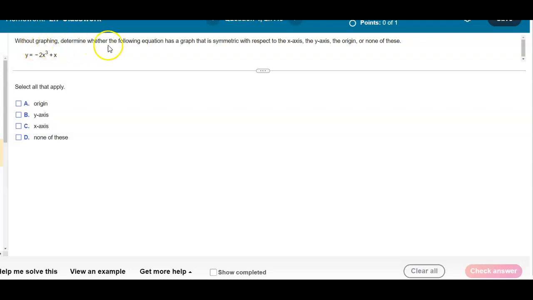Without graphing, determine whether the following equation has a graph that is symmetric with respect to the x-axis, the y-axis, the origin, or none of these. Here's our equation: y equals negative 2x cubed plus x.